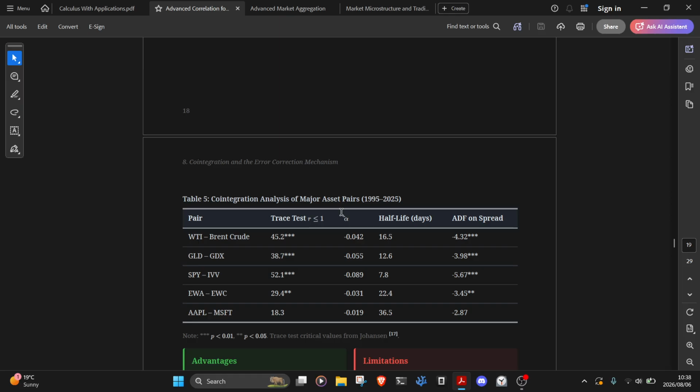But as you can see, our pair WTI and Brent crude have a trace test of 45.2, so we can reject the null hypothesis, right? And as you can see, we have an alpha kappa of negative 0.04, right? A half-life of 16.5, and an ADF on spread of negative 4.32, right?